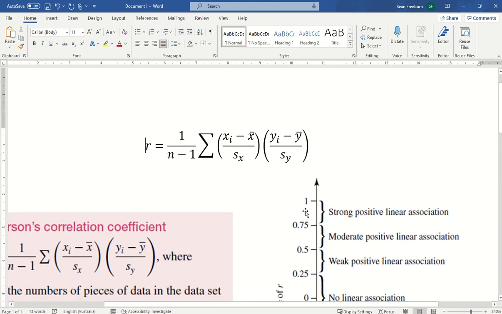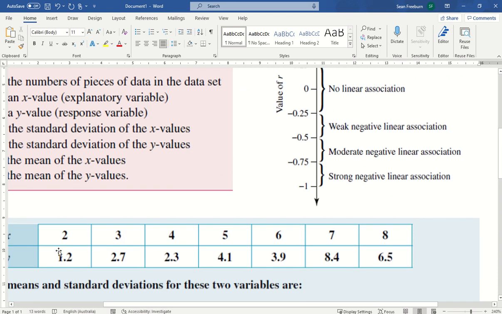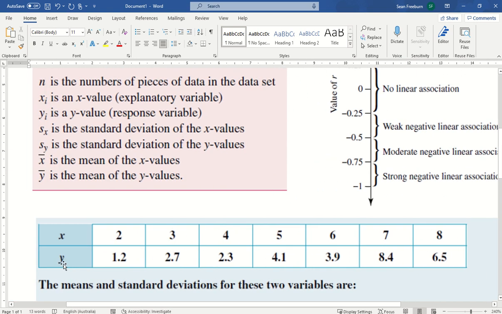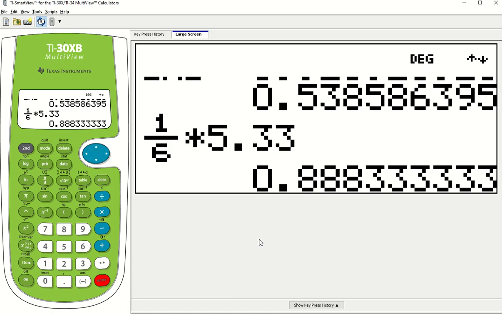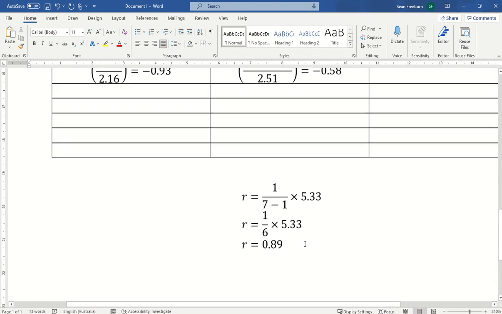So 0.89, that's a pretty strong positive linear association, which is probably what we'd expect looking at this data. It does seem to be going up, the y values seem to be going up with a pretty strong connection to the x values. Oops, sorry, I'm going all over this. There we go. So an R value of 0.89.